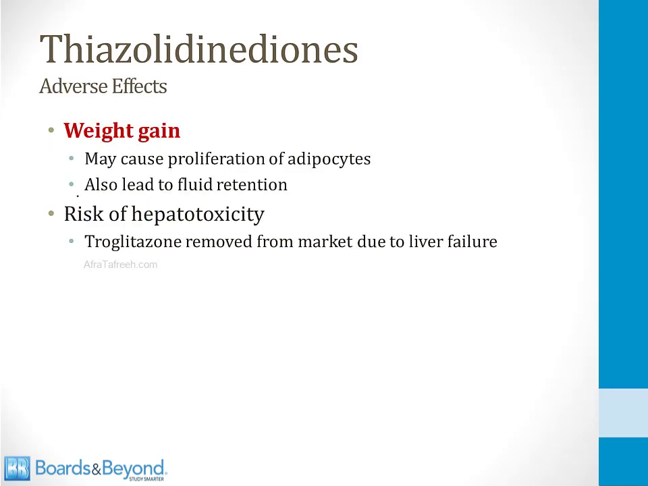A major side effect of these drugs is weight gain. They may cause proliferation of adipocytes. Remember what I told you before. PPAR gamma receptor levels are highest in adipocytes, so that's where you see a lot of effects from these drugs. In addition, patients on these drugs also can retain fluids. We'll talk about that on the next slide. So for both of these reasons, they tend to gain weight. There's also some risk of hepatotoxicity. An older drug called troglitazone was removed from the market due to reports of liver failure.